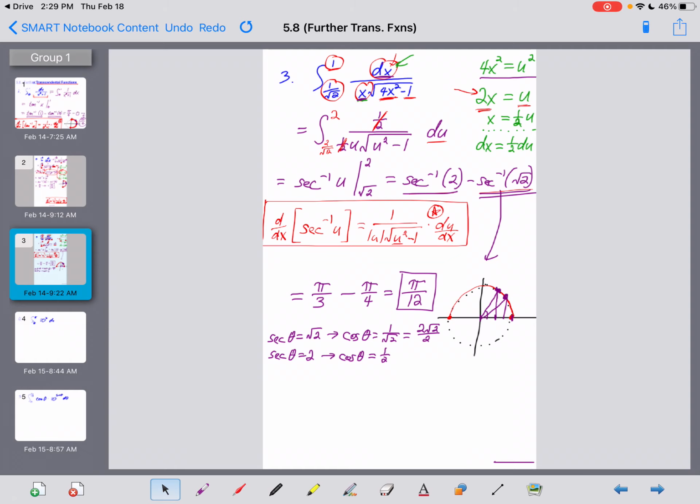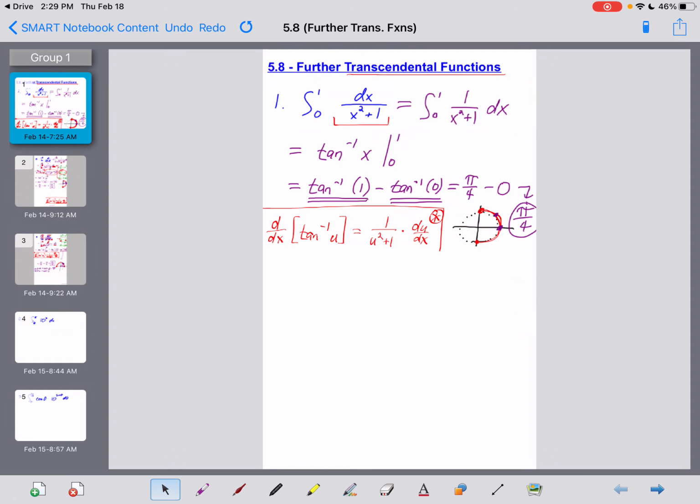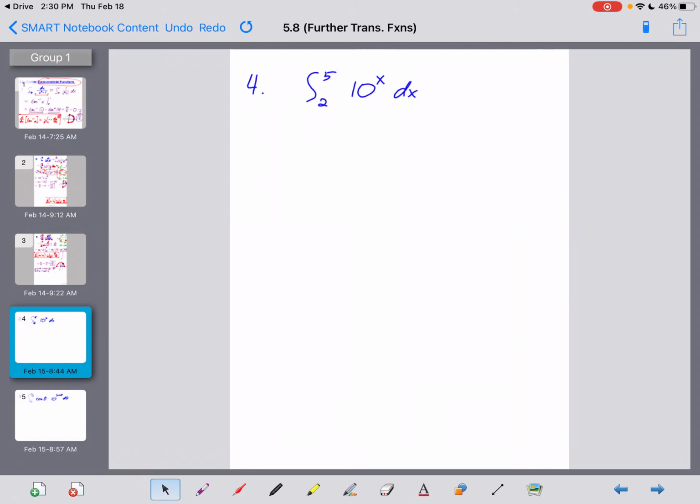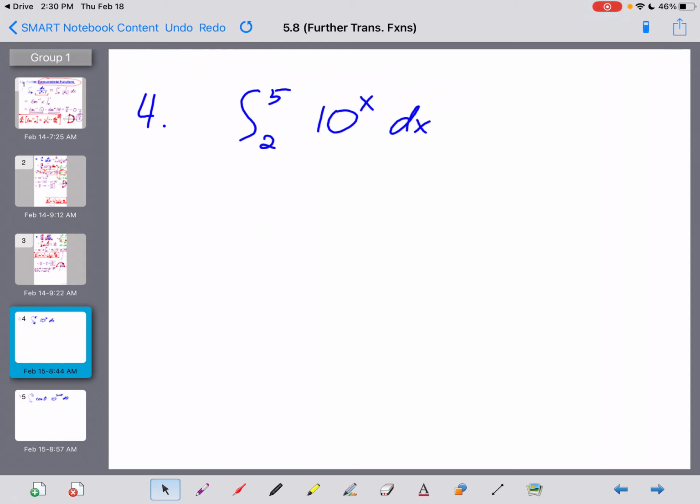Inverse trigonometric functions are some of the transcendental functions that were mentioned in the title of this section. But another type of transcendental function, everybody, would be exponential and logarithmic functions. And so on that happy note, let's move on into problem number 4. A definite integral, a very ugly definite integral, of 10 to the x power evaluated from 2 to 5.